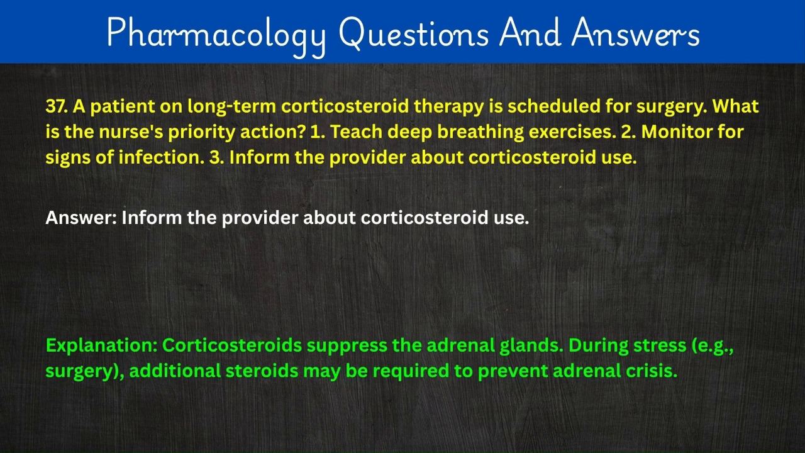37. A patient on long-term corticosteroid therapy is scheduled for surgery. What is the nurse's priority action? 1. Teach deep breathing exercises. 2. Monitor for signs of infection. 3. Inform the provider about corticosteroid use. Answer: inform the provider about corticosteroid use. Explanation: corticosteroids suppress the adrenal glands. During stress, e.g., surgery, additional steroids may be required to prevent adrenal crisis.